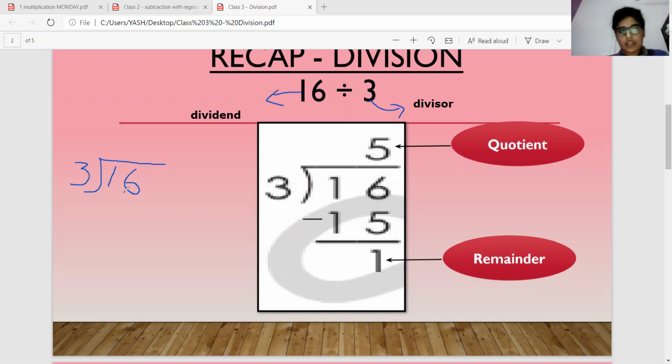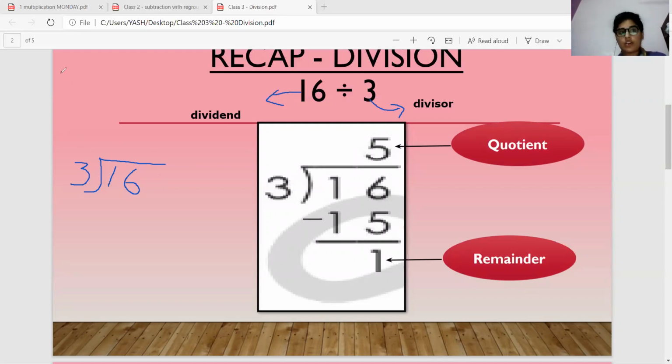Can you see here in 16, we are dividing 16 by 3. So how many ones do we have here? We have only one ten and we have 6 ones here. So how can we divide 16 by 3? You need to recall the table for this.